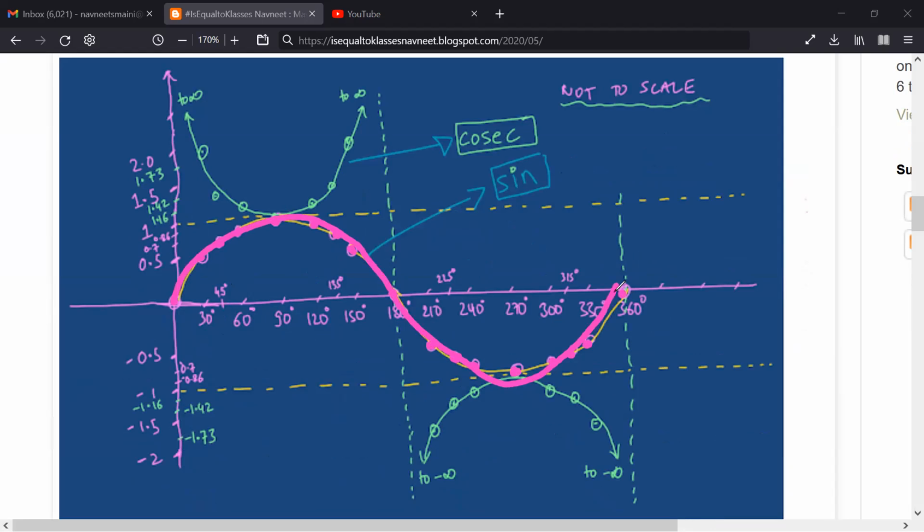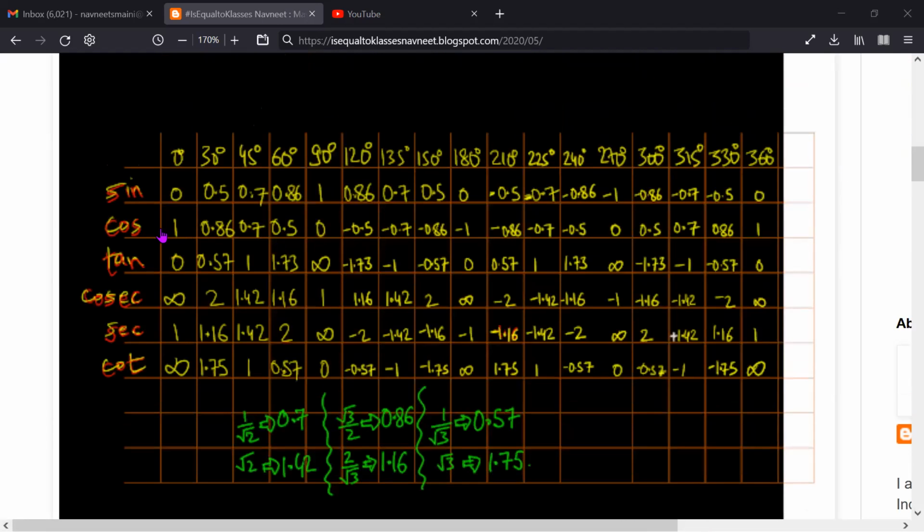Okay. And I told you that we are more interested in the sine. We are not much interested in cosecant for the physics part. So similarly, when I look at the values of cos for various angles, I have the values of cos.